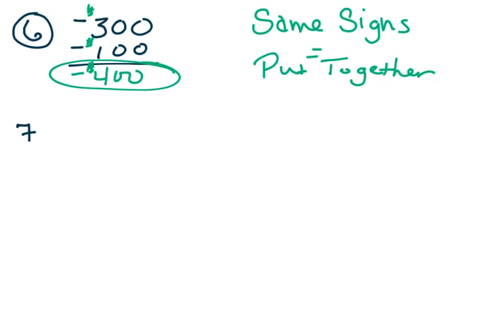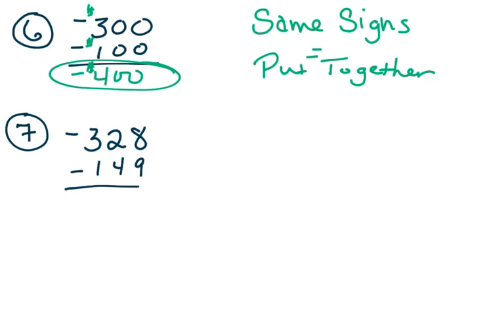So here, you do this one, number 7. Do negative 328 minus 149. Pause the video, find the answer.